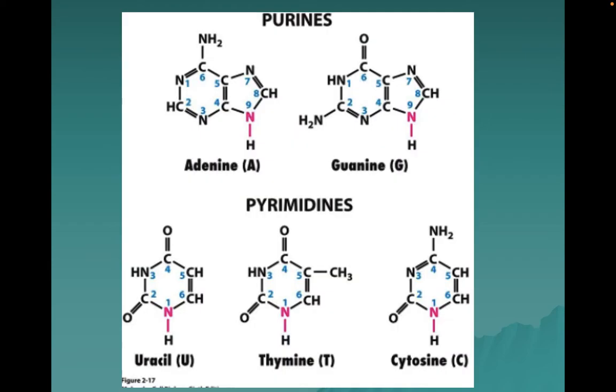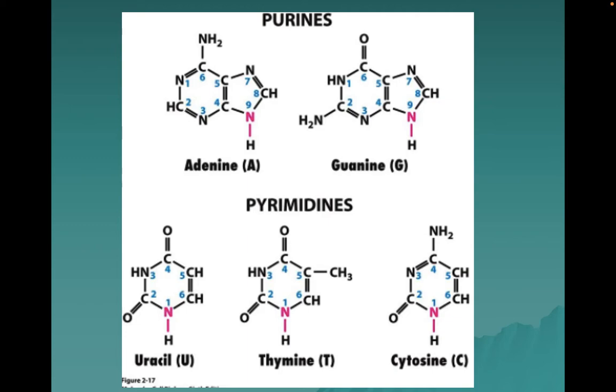Here I've got a slide which shows you structural formulas of these 2 types of bases, purines and pyrimidines. I hope you can look at this slide, without getting overwhelmed with how complex things are, and just glance at it and think, why do you think somebody decided to put adenine and guanine in one category and the other 3 into a separate category?